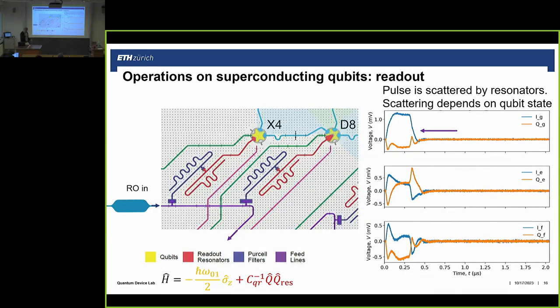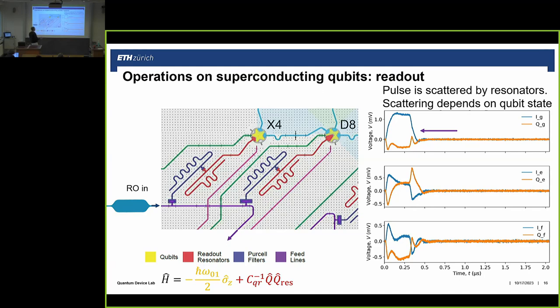Now, readout, we need to do it explicitly, of course. The way we do it, we have an auxiliary resonator, an extra degree of freedom, and we have a microwave line going here. We send in microwaves at the resonance frequency of this red thing, and these microwaves get scattered by this resonance. The scattering coefficient depends slightly on the qubit state.